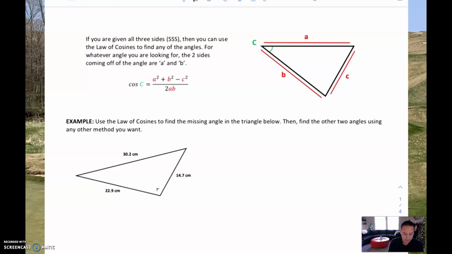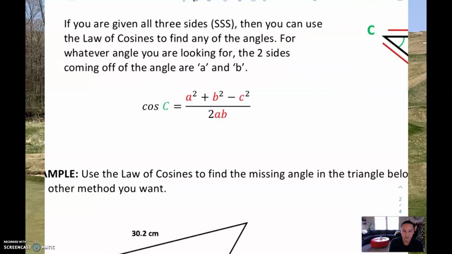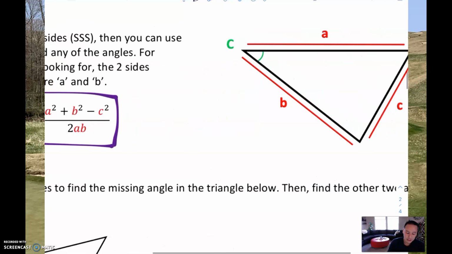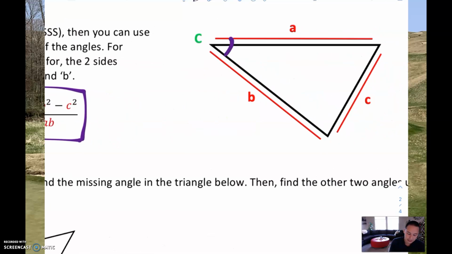And in order to do that, you're going to be using this formula here. Cosine of C equals that big mess. Again, the key thing to remember is whichever angle you're looking for, let's say you're looking for this angle, the two sides that come off of it, that's your A and that's your B. So this would be A and that's B. And then C is the one opposite of the angle that you choose.